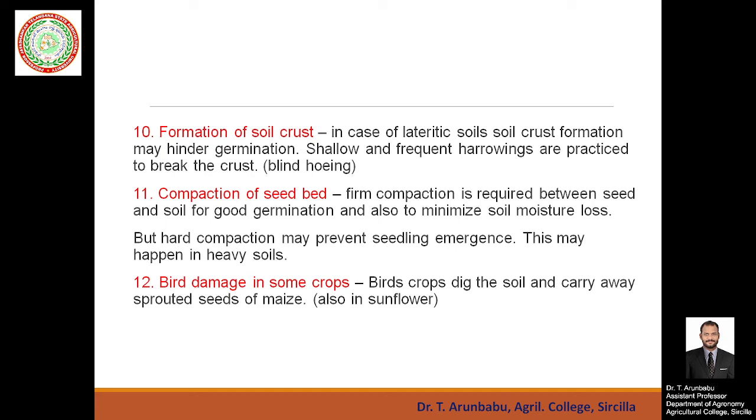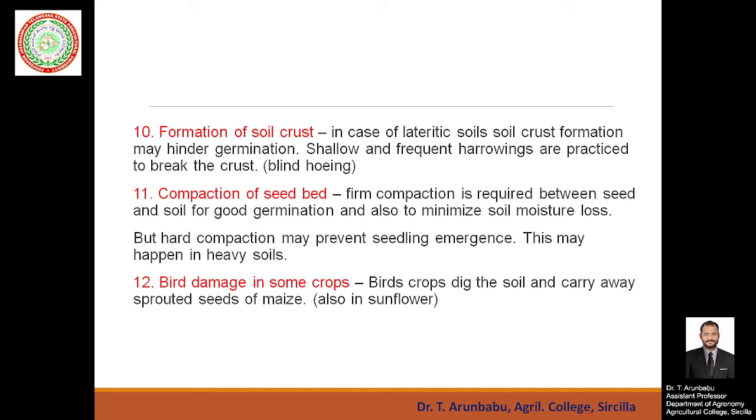Another one is compaction of the seedbed. Firm compaction is required between seed and soil for good germination, and also to minimize soil moisture loss. But hard compaction may prevent seedling emergence. This may happen in the case of heavy soils.